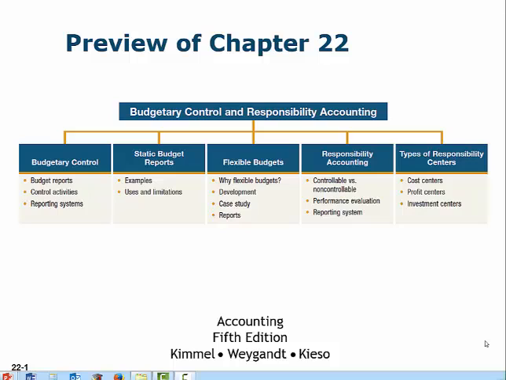Such control takes place by means of budget reports, and these reports compare our actual results for a period with what we had originally planned out. The budget reports provide management with feedback on operations. And we're going to see how to do this in chapter 22.